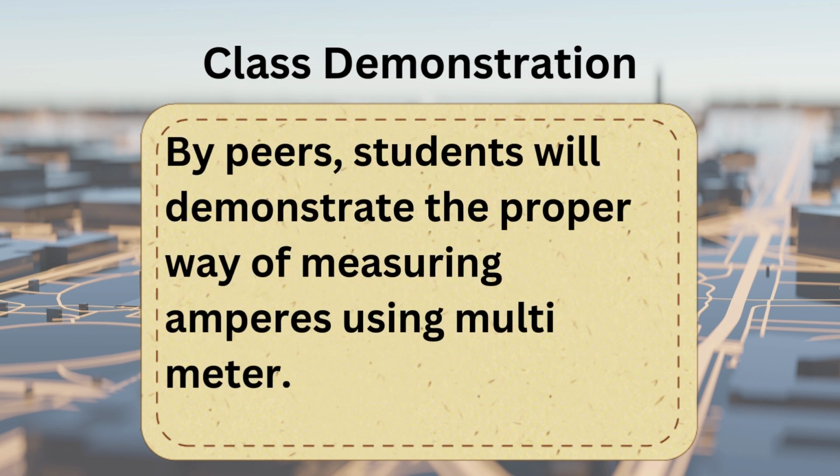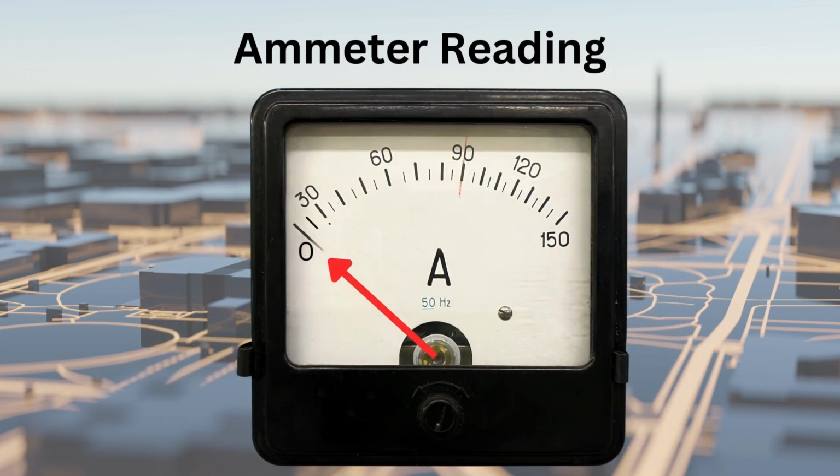In pairs, students will demonstrate the proper way of measuring amperes using a multimeter. For the lesson activity, determine the electric current reading on the ammeter below and indicate its unit of measurement.